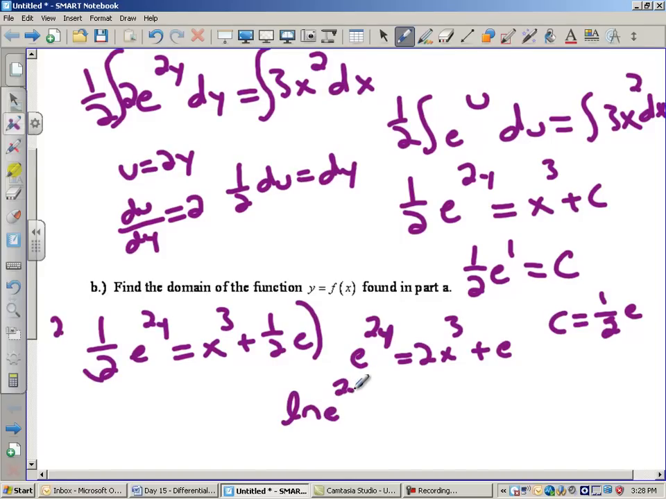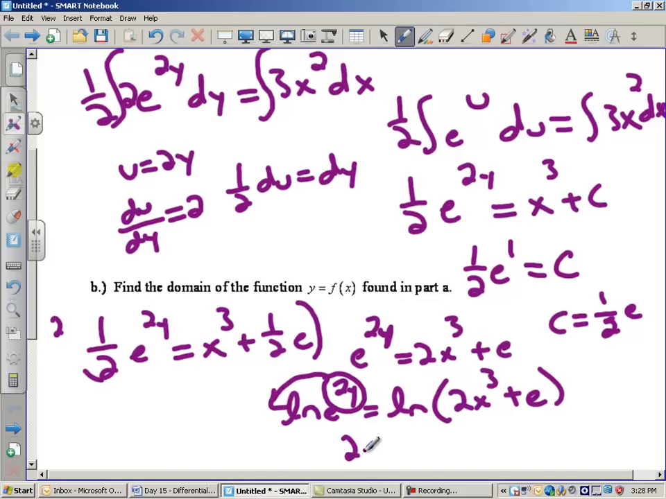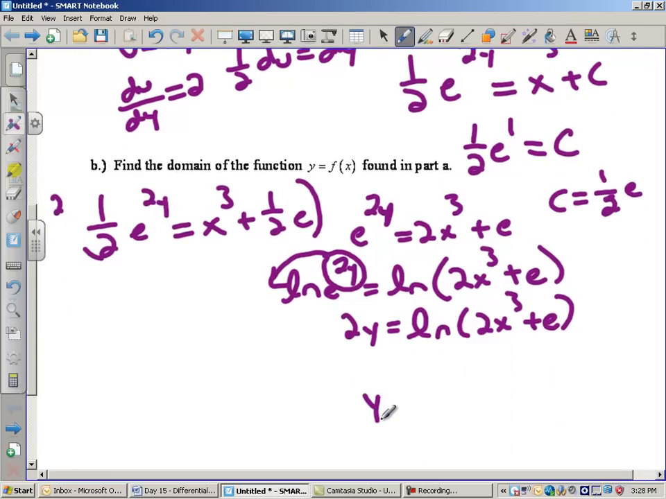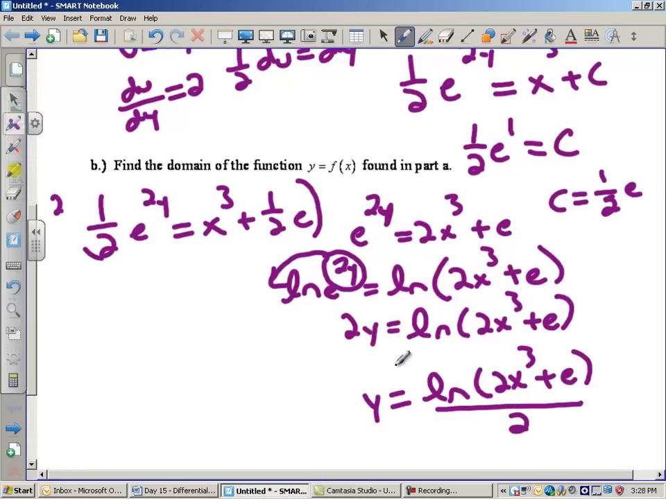The natural log of e to the 2y equals the natural log of 2x cubed plus e. And then you should know that the natural log and e basically cancel, because this 2y can come down here in front, and natural log of e is just 1. So I get 2y equals the natural log of 2x cubed plus e. And then my last step is just to divide by 2. So dividing by 2, I get that y equals the natural log of 2x cubed plus e, divided by 2. So that's my solution to that differential equation.